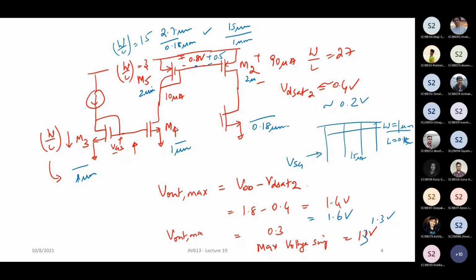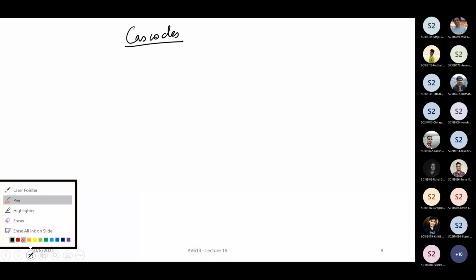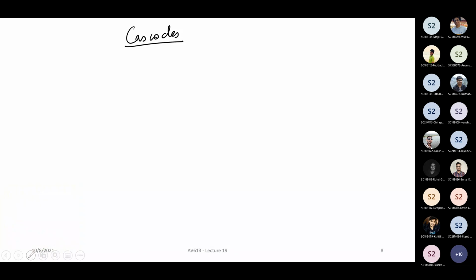Now with this, let me go to cascodes. That is what I actually wanted to start off with. We have already seen cascodes in the context of current mirrors. In the case of amplifiers also, we can use cascodes. What do we mean by using cascodes? If you take a common source amplifier, first let me give you the motivation or the reason why we are using cascode.